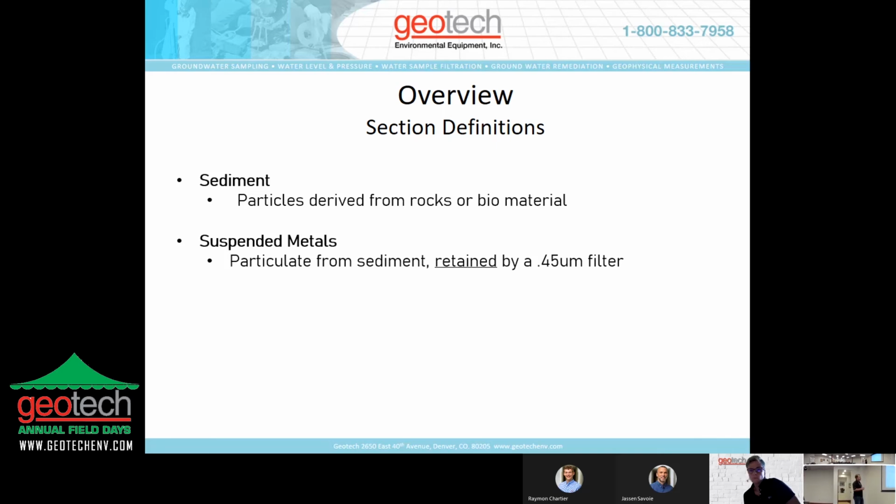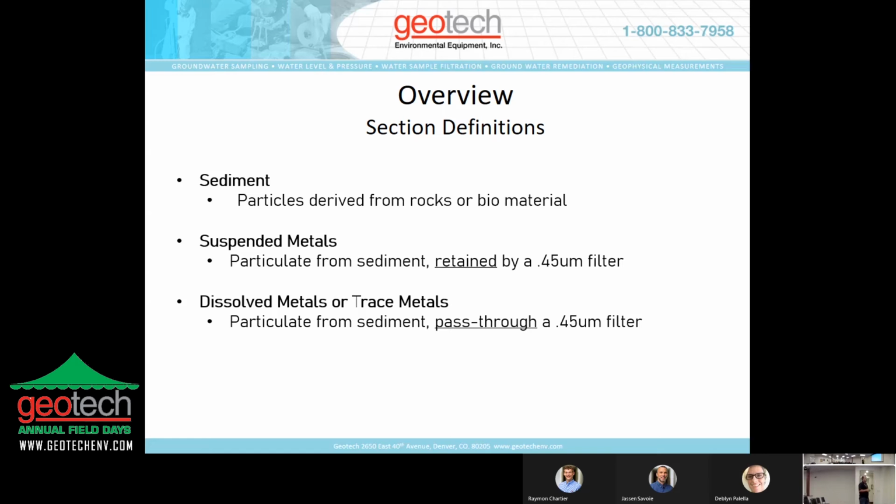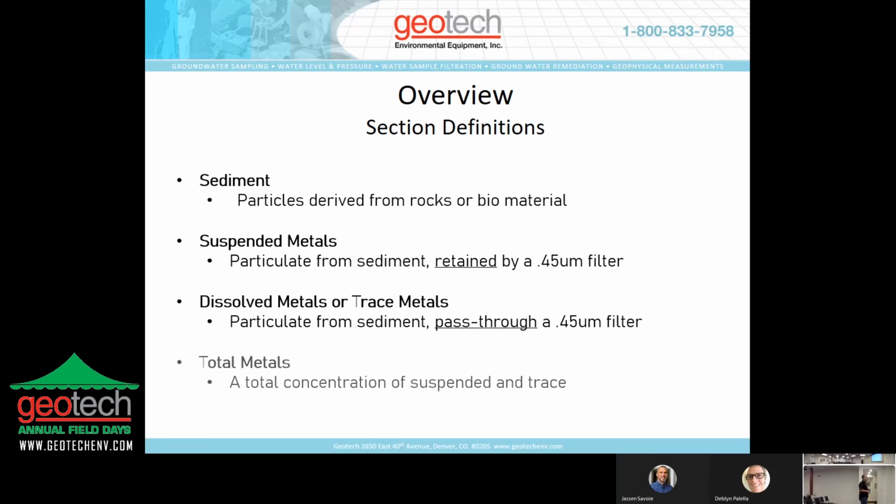Suspended metals are particulate from sediment. So we know what particulate is, sediment, retained by a 0.45 micron filter. Okay, retained. And then we have dissolved metals or trace metals that pass through a 0.45 micron filter. And these are what we're identifying in analytical results to identify those trace metals, those dissolved metals. And then we have total metals, right? We're analyzing for the total metal concentration and what's present there. So we can all agree to what those definitions mean.